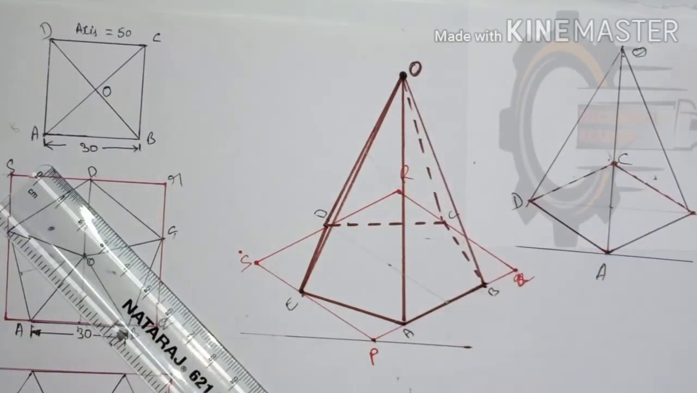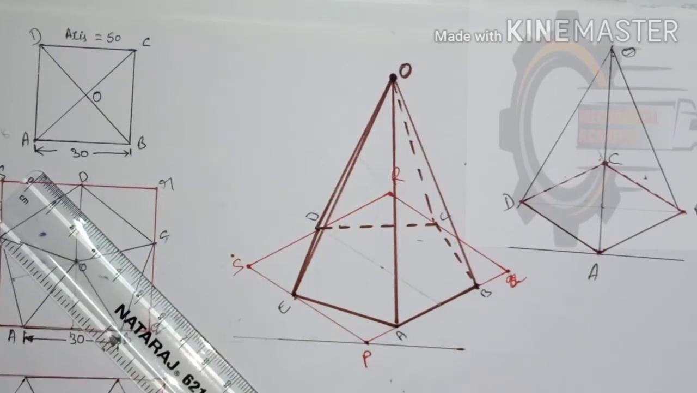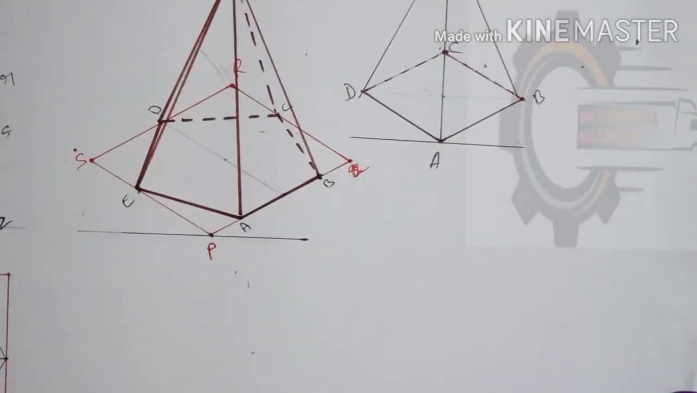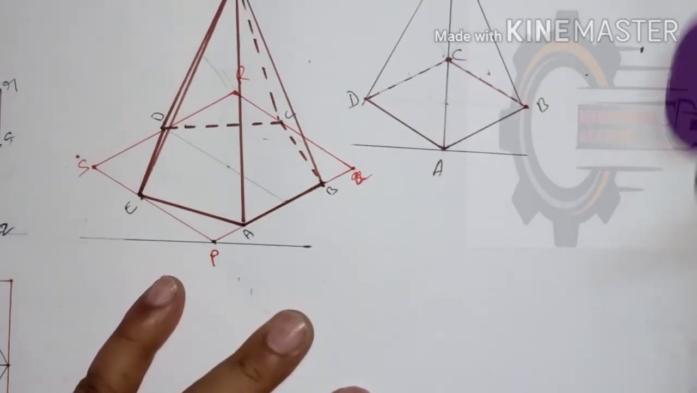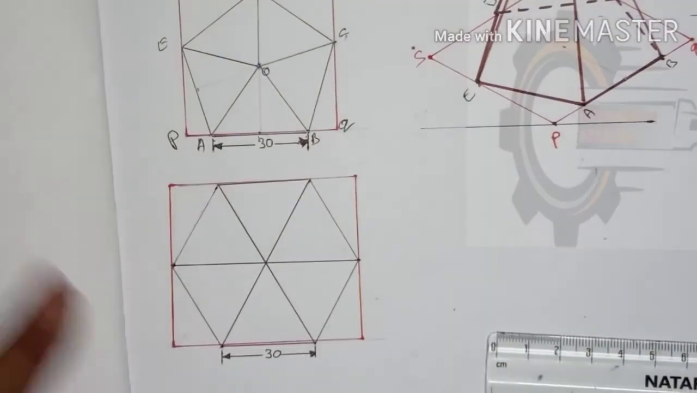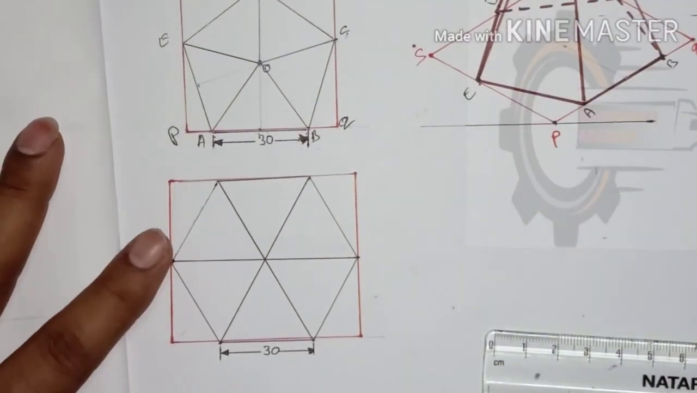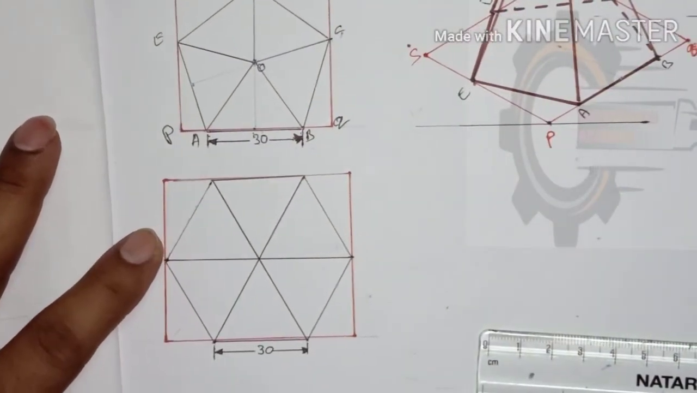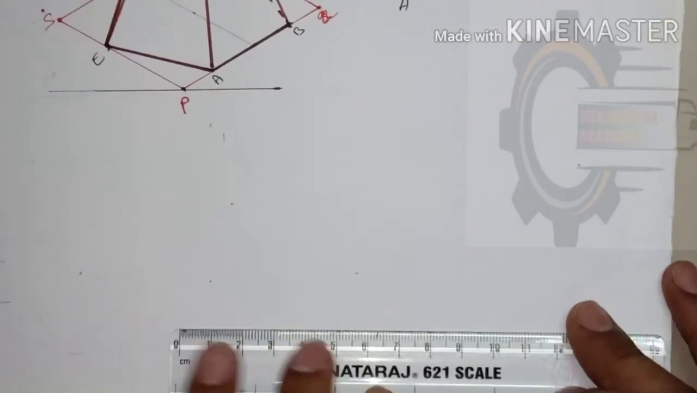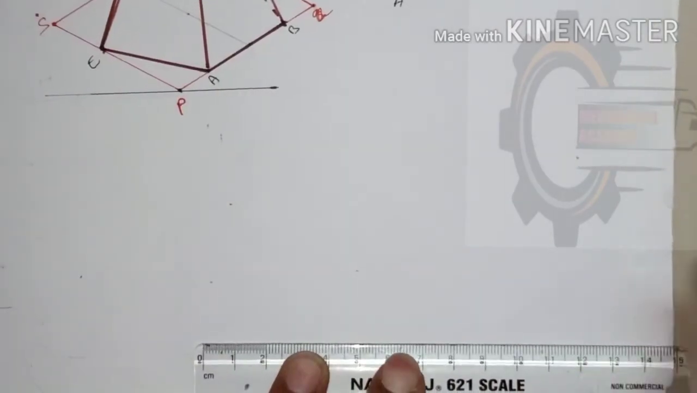Okay, so next we are going to draw the hexagonal pyramid. Let's go draw the hexagonal pyramid. For that also, first of all we need to draw a reference line. Let me draw the diagram over here. I draw this hexagonal pyramid. The height is considered as 50 mm or 60 mm, so it depends on our space. First of all, let me draw a horizontal reference line.